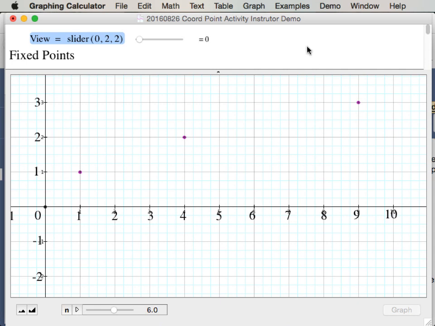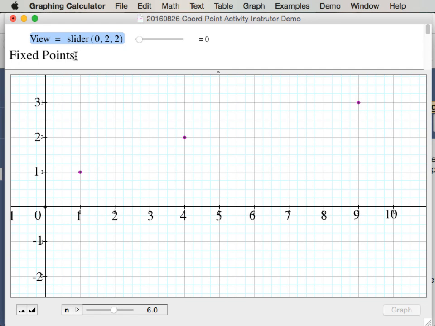Okay, so you're going to reproduce this to an extent. So you're not going to have a view slider for a view like I have there, so don't worry about that. You don't have to.